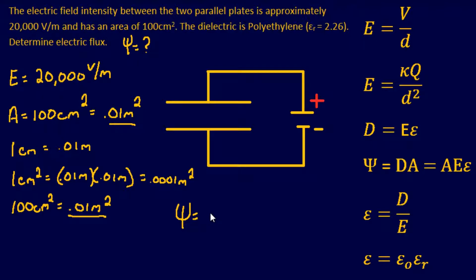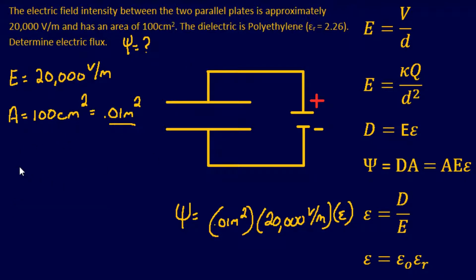So let's see if I can make room right here. Flux is going to equal area, which is 0.01 meters square, times 20,000 volts per meter. Now here's the issue. We need to find the permittivity. Well, to find that, it's going to be free space times the relative. So right there, I'm going to keep that as E just so we have a placeholder. I'll tell you what, let me clean up some space real quick. There we go. Maybe room off to the side here.